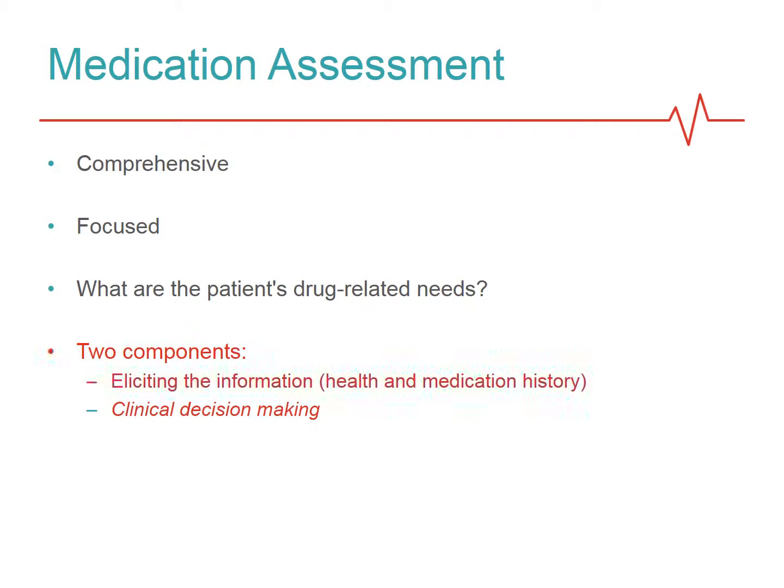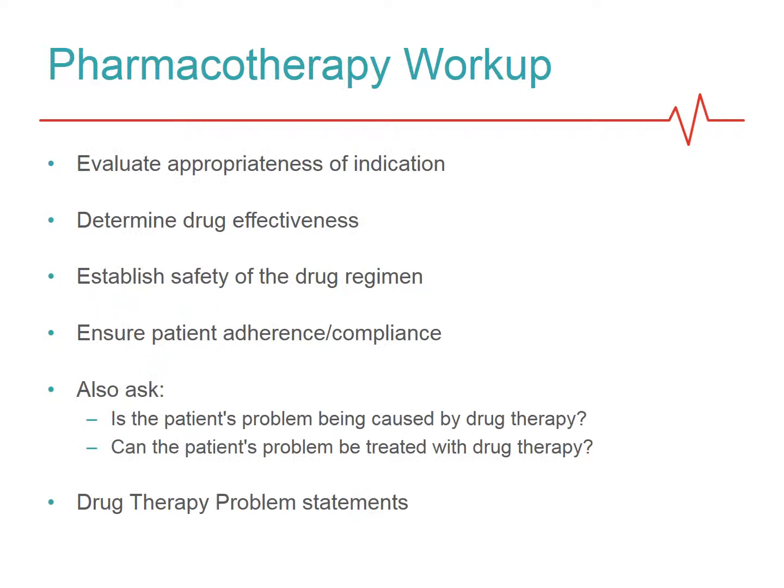Generally, there are two components: the gathering of information, which we've already covered, and then the clinical decision making based on the interpretation of that information. This is otherwise known as the pharmacotherapy workup, which some of you may already be familiar with. It's a systematic process of evaluating a patient's health and medication information to identify drug therapy problems. It systematically allows you to evaluate the appropriateness of indication, determine drug therapy effectiveness, the safety of the regimen, and to ensure patient adherence or compliance. This is the process by which we create the drug therapy problem statements many of you have been exposed to in your previous pharmacy training.